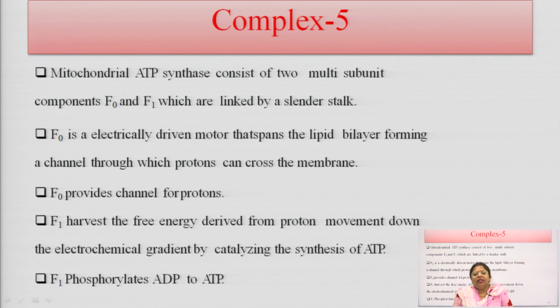And in complex 5, the mitochondrial ATP synthase consists of 2 subunits, the components F0 and F1, which are linked by the stalk. F0 is the electrically driven motor transport with a lipid bilayer channel through which protons can cross the membrane. F0 and F1 help in the formation of ATP from ADP.